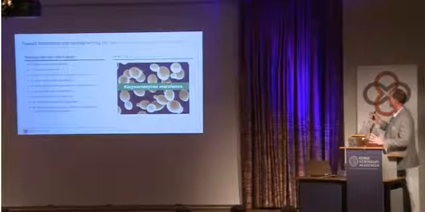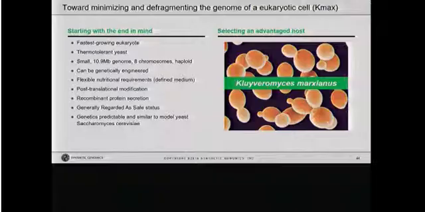Just in closing, I wanted to point out, we're also thinking about genome design principles for eukaryotes like yeast, and to go along with the Vmax theme, we also have Kmax. So Kmax is based on Kluyveromyces marxianus, which is the fastest growing eukaryote. It's a thermotolerant yeast with a fairly small genome size of only 10.9 million base pairs, but unlike the bacterial systems, it's spread across 8 different chromosomes.